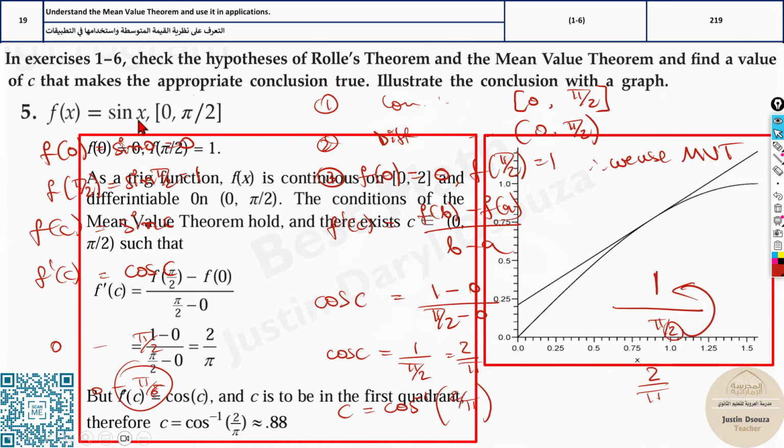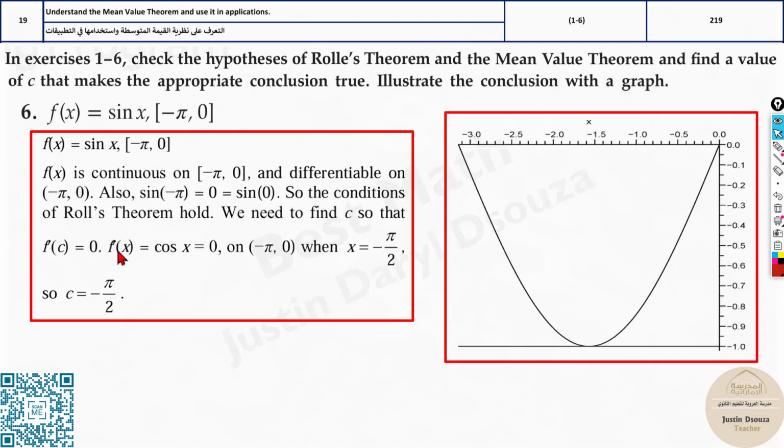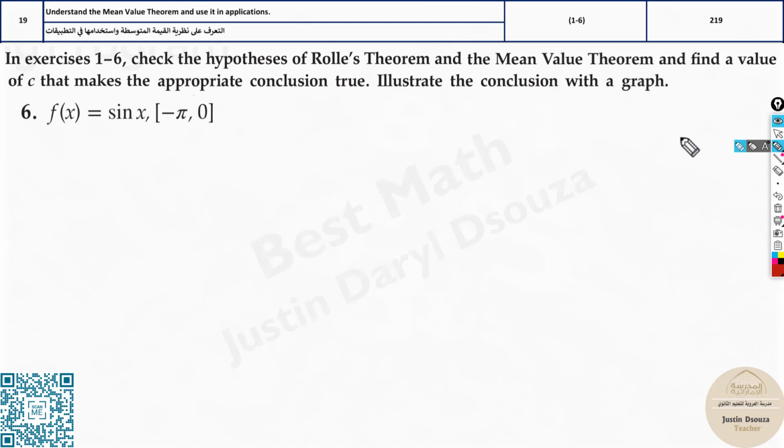Now again over here it's the same graph, but it's negative pi and 0. I guess it's Rolle's theorem over here, because sine of negative pi is again 0, and sine 0 is 0. So here you have negative pi and 0. Only thing is, this is going to be Rolle's theorem. See, f of minus pi and f of 0 will match. Let me show you how this is exactly done.